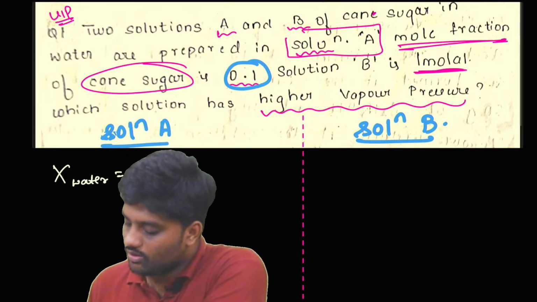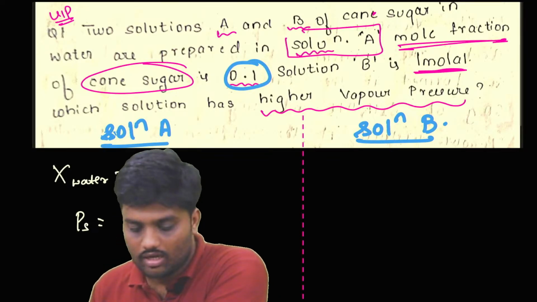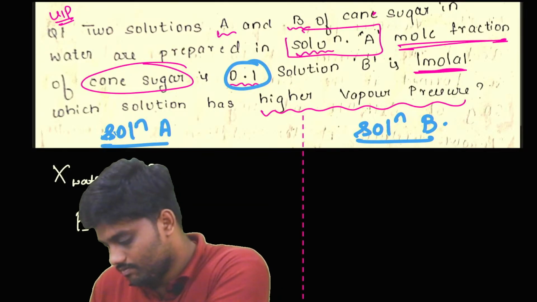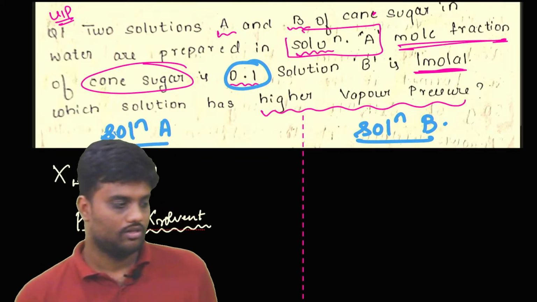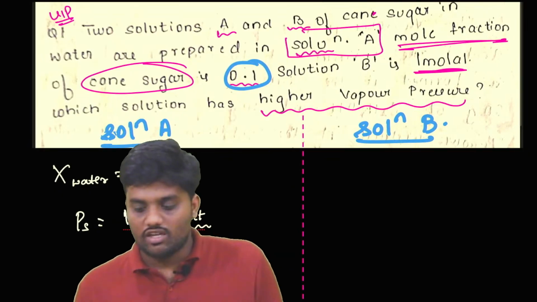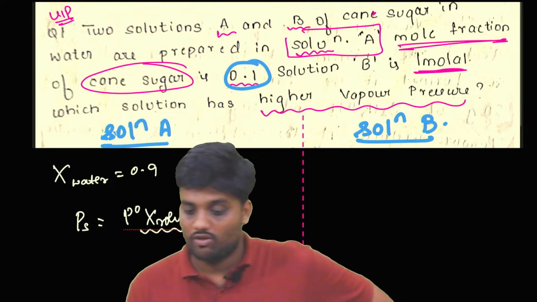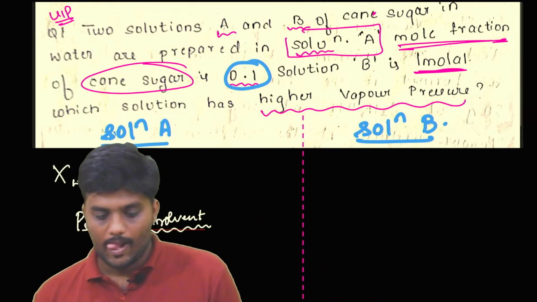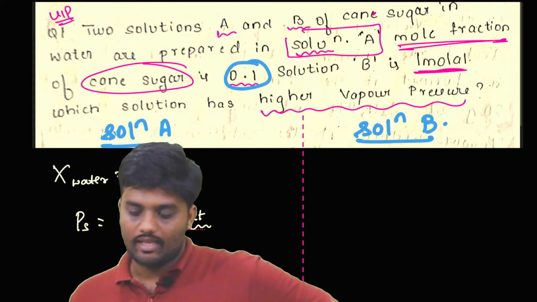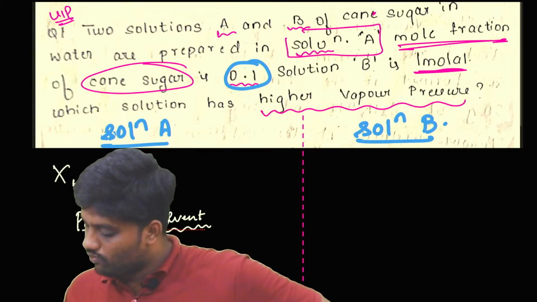Since I know that solution vapor pressure is equal to P naught times mole fraction of the solvent, it depends upon the mole fraction of the solvent. If the mole fraction of the solvent is higher, the pressure of the solution is also higher, because it is directly proportional. Then for solution B they said it is 1 molal.